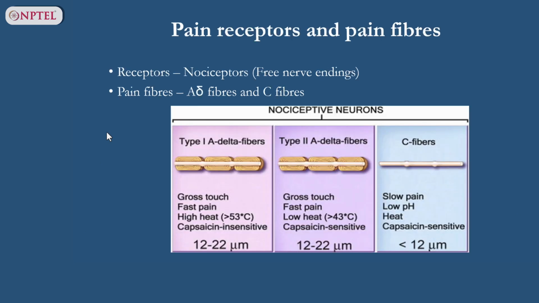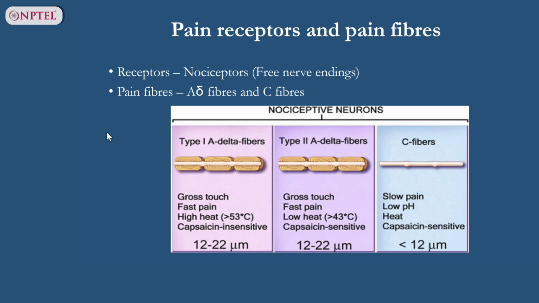The pain receptors are known as nociceptors, and these are nothing but free nerve endings. The pain fibers are of two types, A delta fibers and C fibers. A delta fibers are thicker in diameter, whereas C fibers are thinner in diameter. Velocity of conduction is faster in A delta fibers as per the rule, the velocity of conduction is directly proportional to the diameter of the nerve fiber.